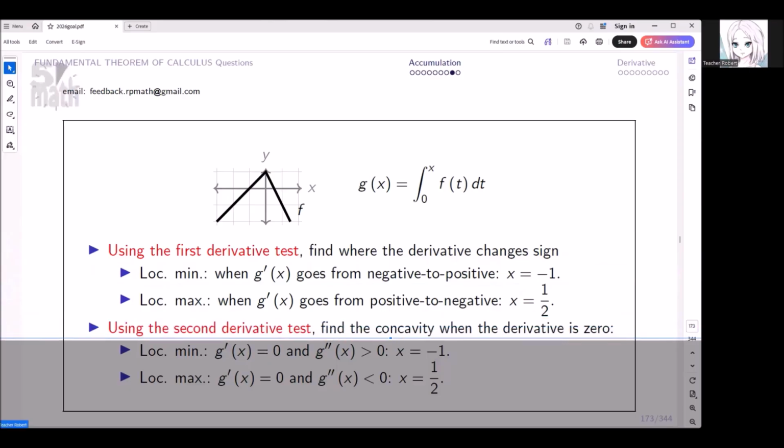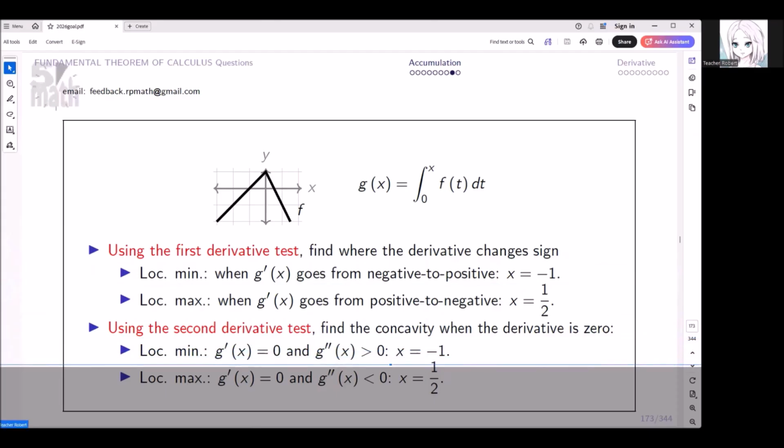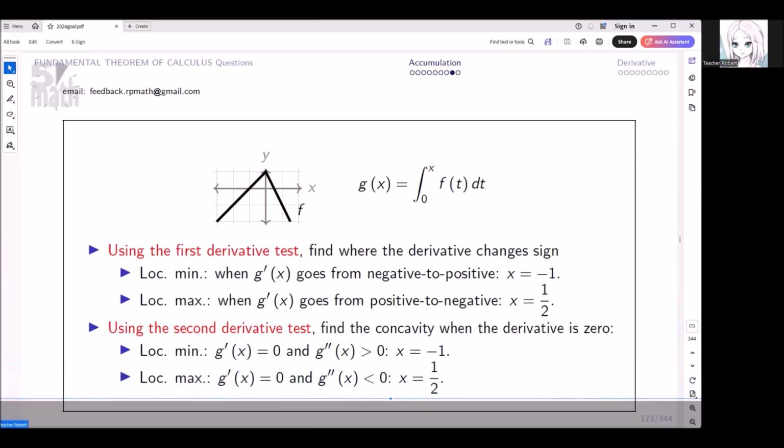Using the second derivative test, find the concavity when the derivative equals 0. Local min, g prime of x equals 0, and g double prime of x greater than 0, x equals -1. Local max, g prime of x equals 0, and g double prime of x less than 0, x equals half.